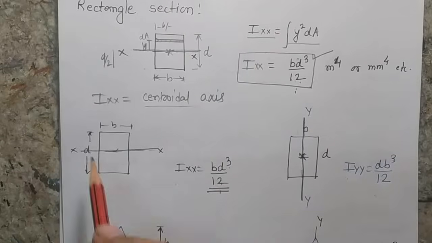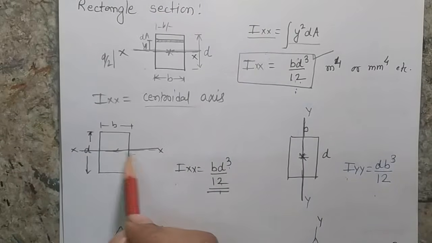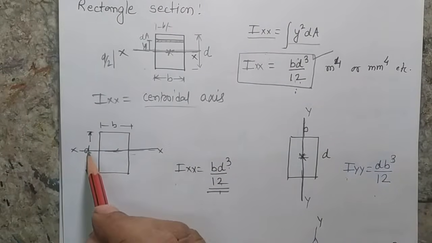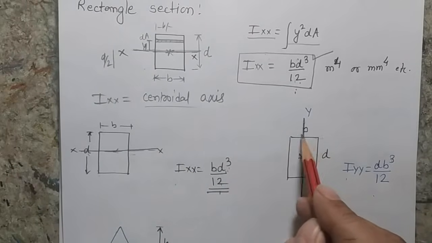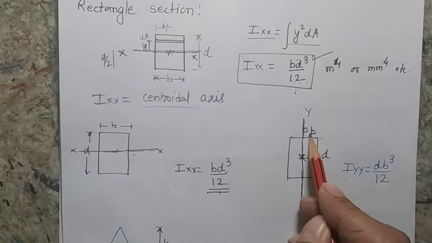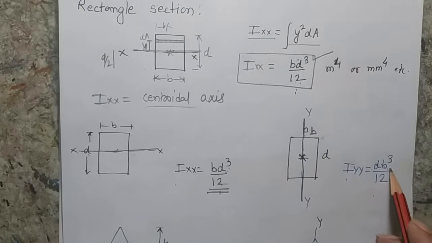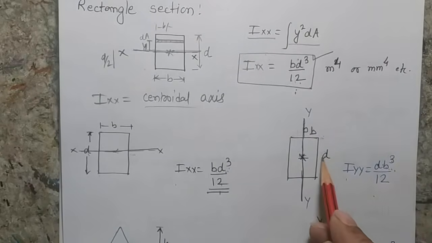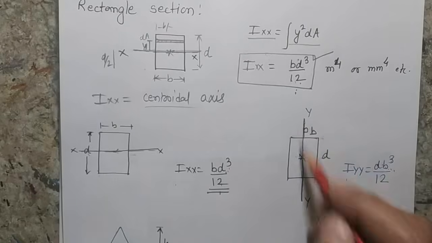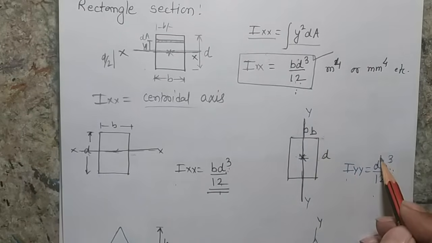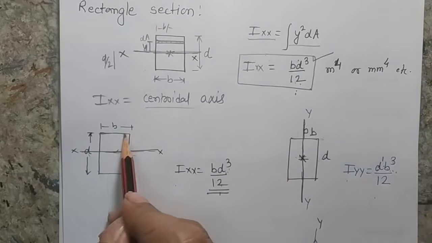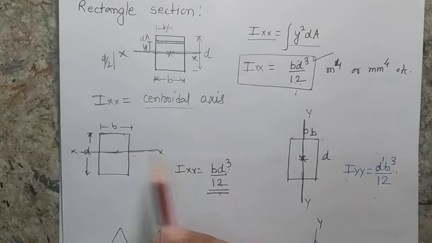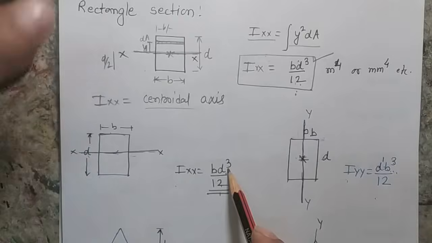Please remember the axis. If the axis is cutting this line, then it will be in terms of cube. If the axis is cutting this line, that means the size of this line is defined by the b. So b will be in the cubic term, and the other term, which is parallel to the axis, will be with the power 1. So here also you can see that this is my axis and this is the side. So b is not in the cubic term, however the d is in the cubic term.